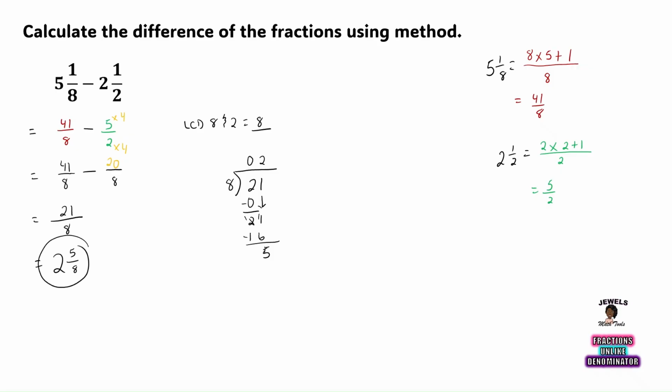Okay, so there you have it. We just calculated the difference of two mixed fractions by converting our fractions first into their improper fraction form, finding their LCD, and then subtracting our numbers. And remember that anytime your fraction remains as an improper fraction, remember to always simplify by just converting it back into its mixed fraction form.